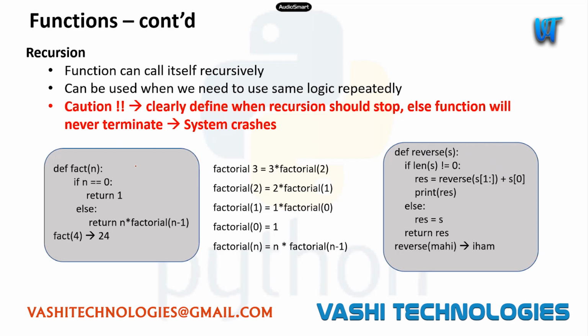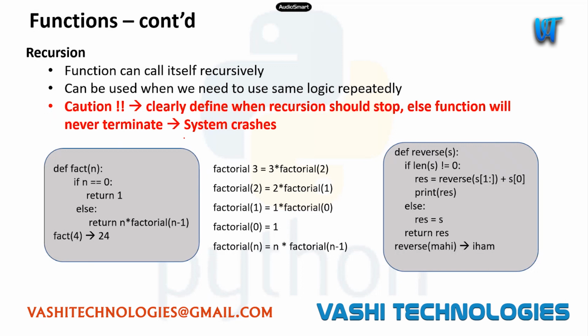One clear caution here: since the function is recursive, it will keep calling itself. We need to clearly mention a condition for when this recursion should stop. If you do not mention any condition, the function will never terminate. It can keep executing forever, and it might crash our system by filling up all the available memory. So make sure we clearly define the condition when the recursion should stop.